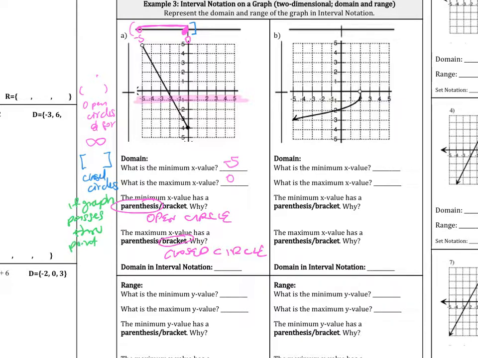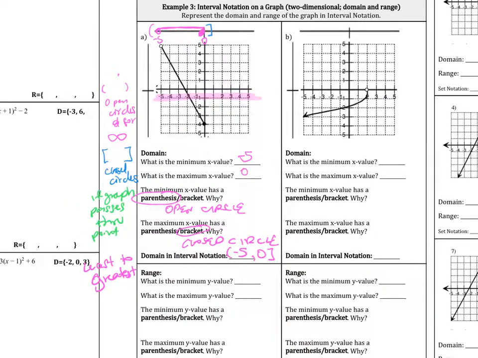Okay, so how we write this in interval notation is we always write it from least to greatest. That is the rule. And so you just have to make sure you always write least to greatest. So the lowest is -5, and that's a parentheses, to 0, and that's a bracket. Now let's do the range. So range, we're going to take a look at our y values here.